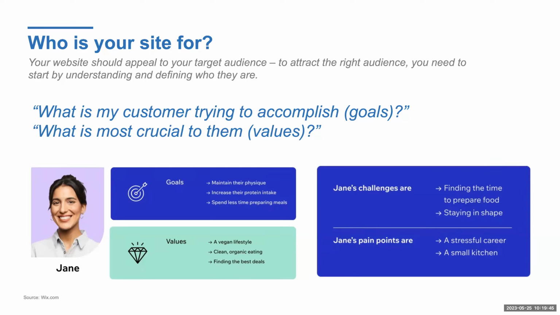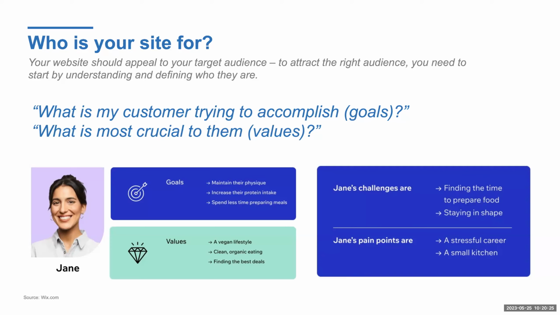So this is Jane. Jane's goals: increase protein intake, spend less time preparing meals. Some of Jane's values: a vegan lifestyle, clean organic eating, finding the best deals. And you can see what some of Jane's challenges and pain points are. So again, put this little mini profile together: let's think about what my perfect customer is, what my targeted audience is, and tell me more about that person. What are some of their challenges? What are things that are going to stand out to them? Again, this is really going to help you identify where things need to go on your website.